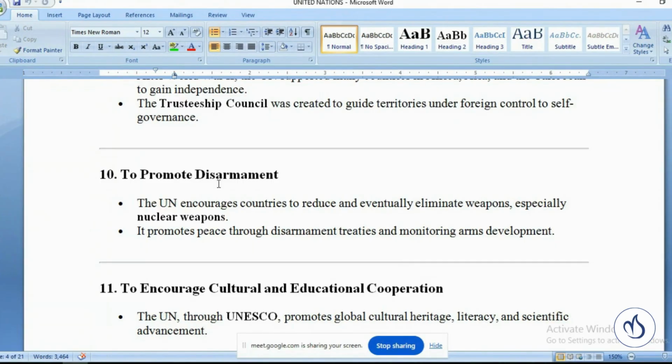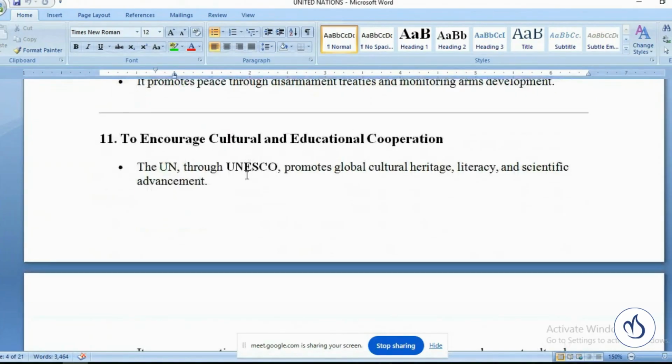The major aim is targeting peace. So it promotes peace through disarmament treaties and monitoring armed development. It also monitors what you are developing, what you are doing, and tells you what is dangerous, do this, don't do this. So those are the roles of the UN.